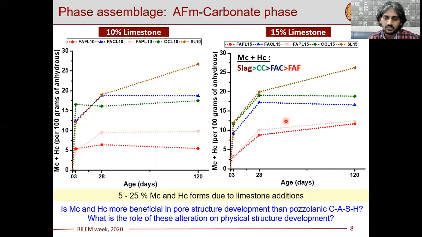This means it is necessary to understand the impact on hydration products of increasing the amount of limestone substitute, as the hydration products are not necessarily improved with increasing amounts of limestone at the expense of mineral admixture. So now, is it beneficial to have these hydration products at the expense of pozzolanic CSH? And what is the role of these alterations on the pore structure development?